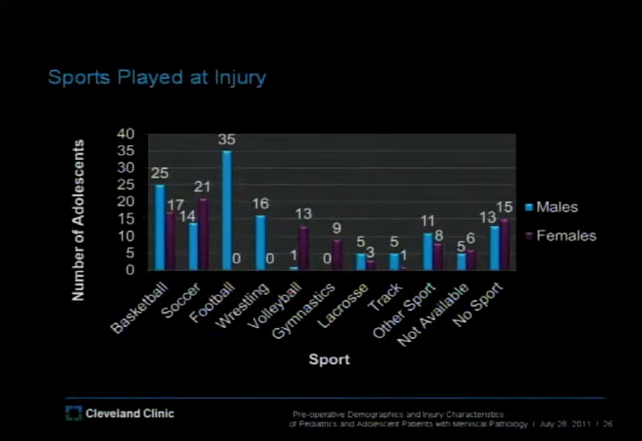This graph shows the different sports that were being played at the time of the injury. So you can see they're kind of gender biased because football and wrestling are all males and have no females. But for males, the most frequently played sport at their injury was football, and for females, it was soccer. But overall, for the most injuries per sport, it was basketball for the knee.